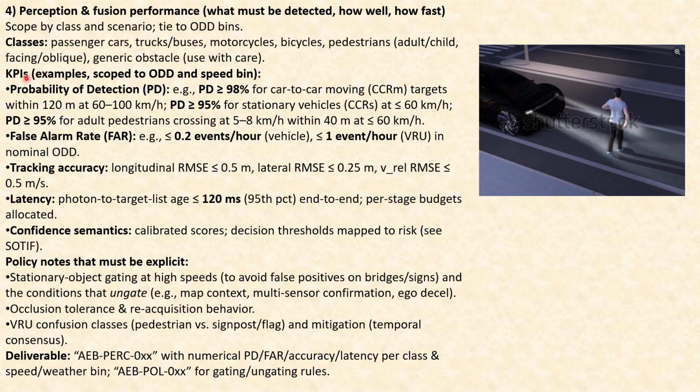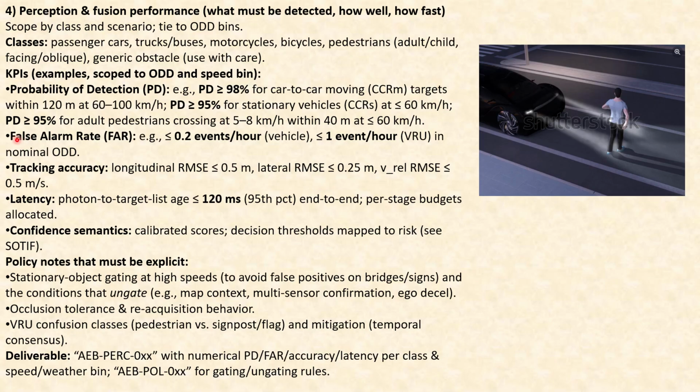All right. Now, talking about the KPIs, what are the metrics with which the perception is gauged? For example, probability of detection. If the probability of detection is greater than 98% for car to car moving targets within 120 meters at 60 to 100 kilometers per hour. First, you have to understand that in the first scenario there is 98% probability of detection, and 95% for stationary vehicles at less than 60 km per hour.